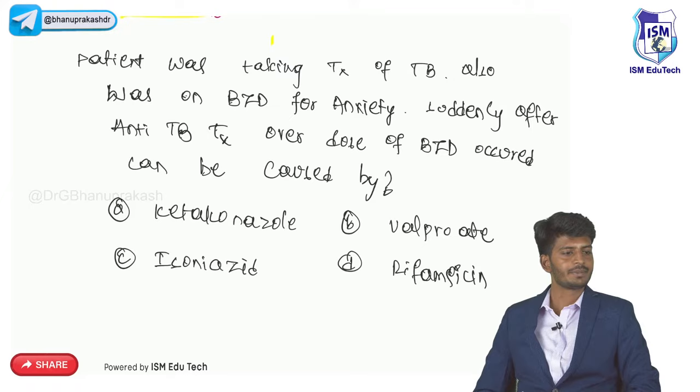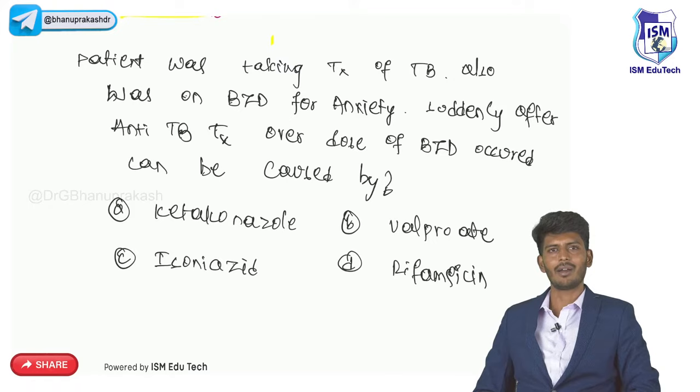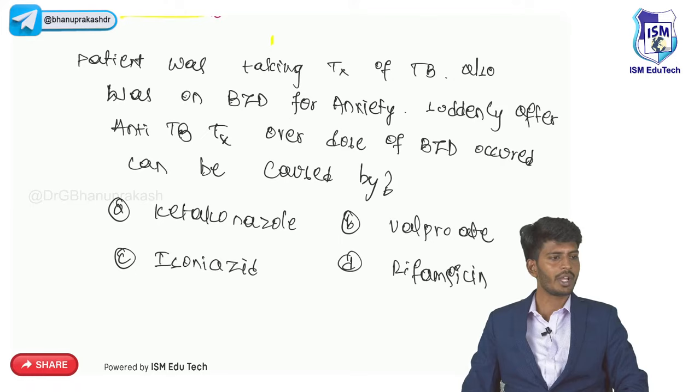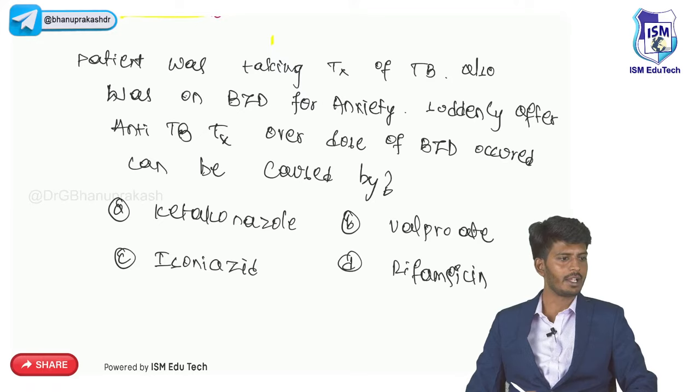See, acute alcohol, we are not looking at enzymes here. That is totally a different story. Acute alcohol will have a totally different spectrum of symptoms. Okay, don't confuse. Others are like, sir, we are confused. Maybe ketoconazole, maybe valproate, right? Any other answers? Only two people are telling the answer. Okay, everybody says C. Very good.